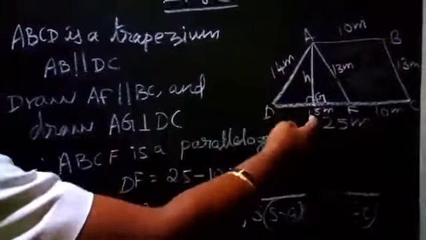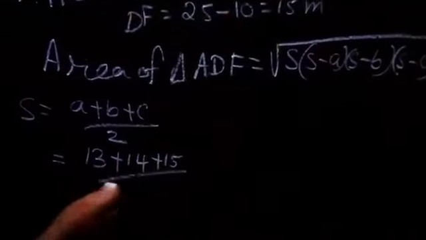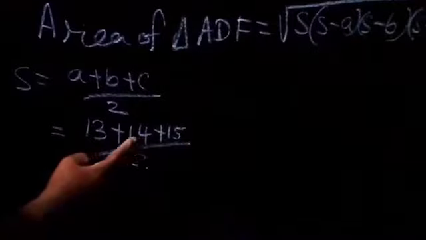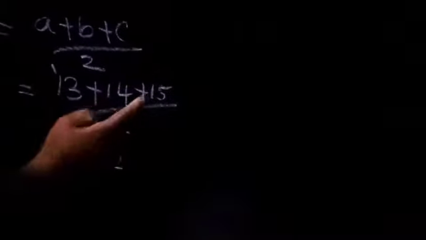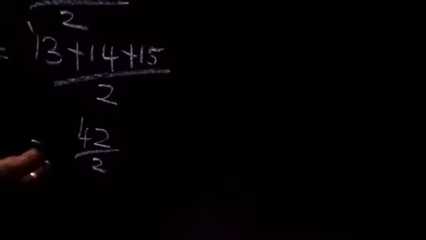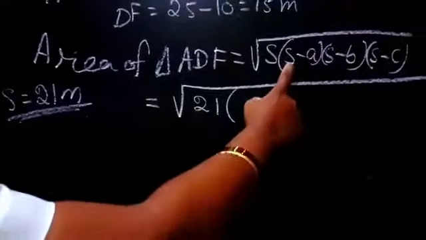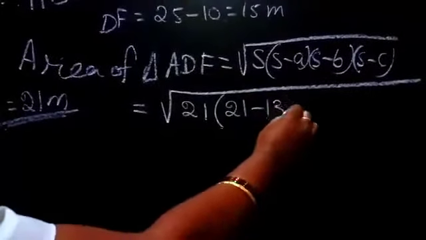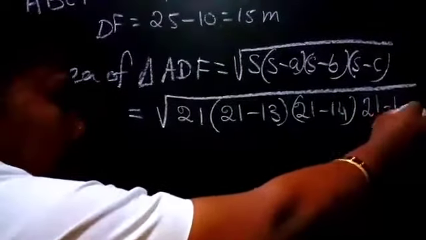So what is the A, B, C I have? 13, 14, 15 I have. So 13 plus 14 plus 15 by 2. So we'll get here 9, 9 plus 3 is 12. Carry here 1. 1, 2, 3, 4. So 42 by 2 will be 21 meter. This is what our S value. S value is 21 meter. So 21 into here 21 minus 13, 21 minus 14, 21 minus 15.